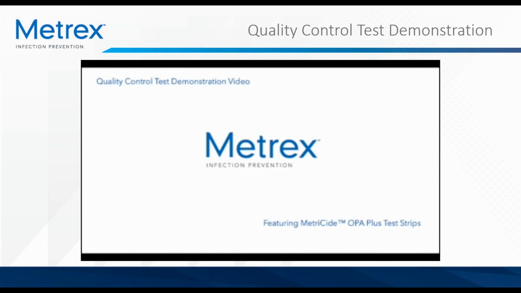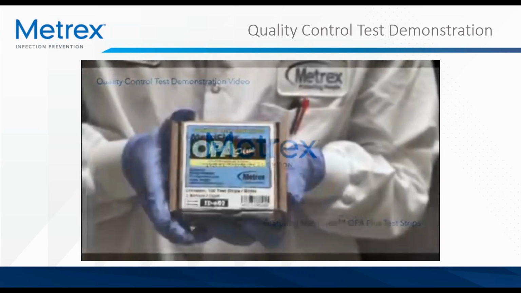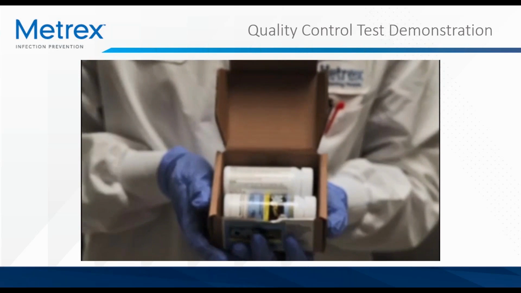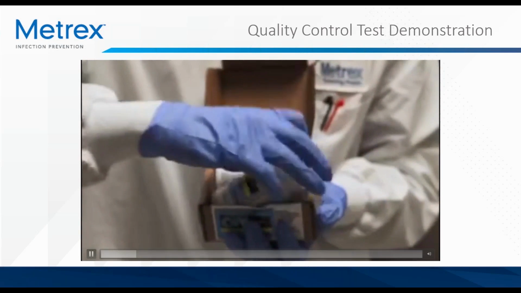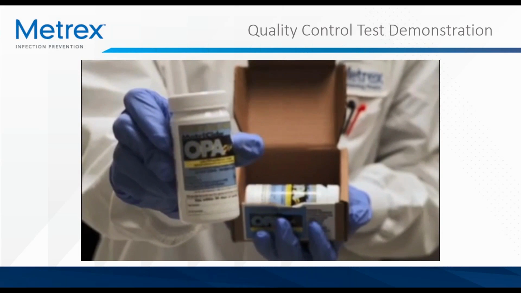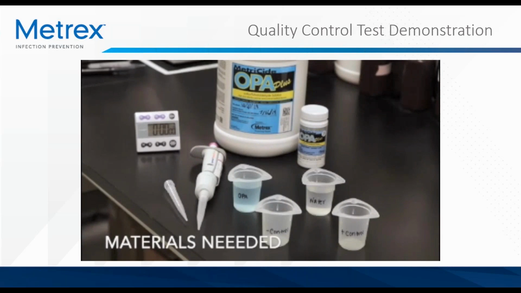So again, this is demonstrating the quality control test for MetriCide OPA Plus solution test strips. Be sure to don proper PPE prior to beginning the test. Materials needed include unexpired MetriCide OPA Plus solution, the new bottle of MetriCide OPA Plus test strips, beakers, potable water, a pipette, and a timer.